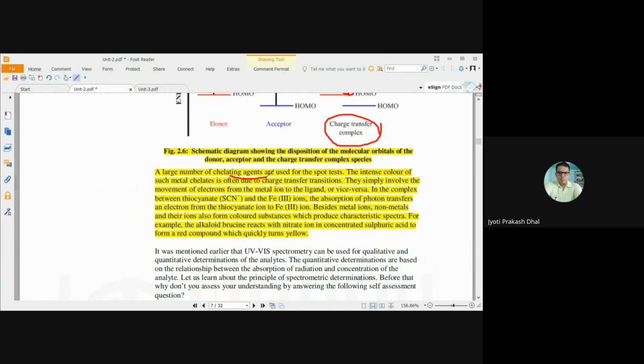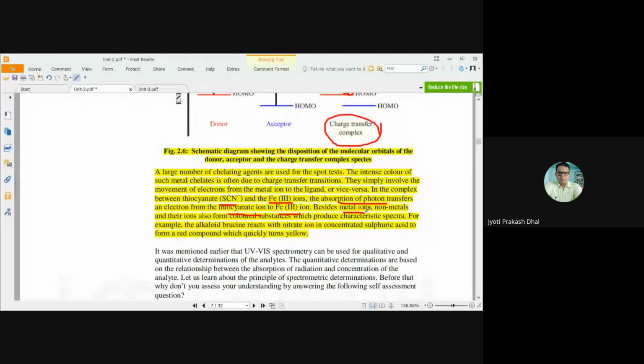A large number of chelating agents are used for the spot test. The intense color of such metal chelates is due to the charge transfer transition. They simply involve the movement of electrons from the metal ion to the ligand and vice versa. In the above discussed example, the thiocyanato iron 3 complex, the thiocyanate is SCN minus and the iron is Fe3 plus. The absorption of photons transfers an electron from the thiocyanate ion to the Fe3 plus ion.